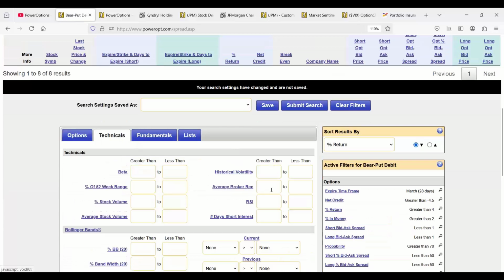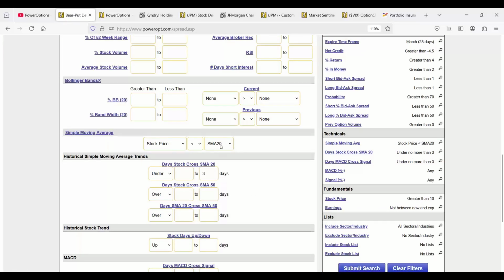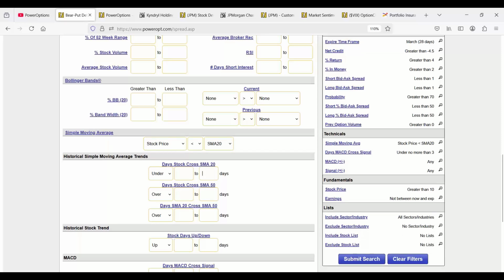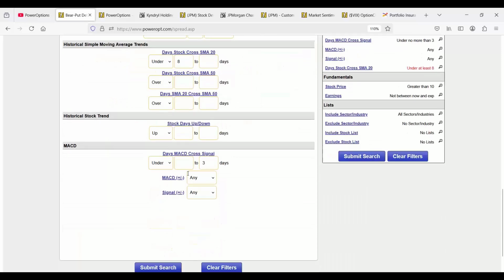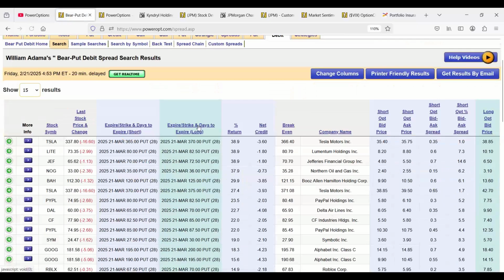But that's some of the advantages, not just screening for stocks that are below the 20 or 50-day moving average, but looking for recent trends. Or if you want to look for more long-term trends, you just flip the opposite. Remember, we're in bear put debit spread, so we're looking for stocks that are under the 20-day moving average, let's say at least by 8 days, and have at least an 8-day or more that they've had the negative cross signal and still holding it. Now, this would be for more downturn, longer term downturn.